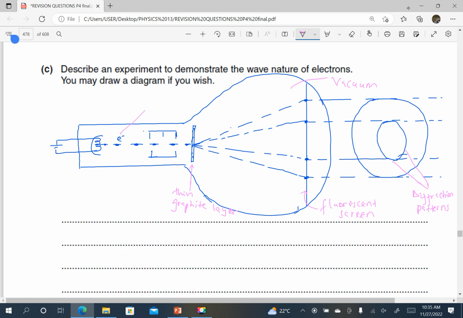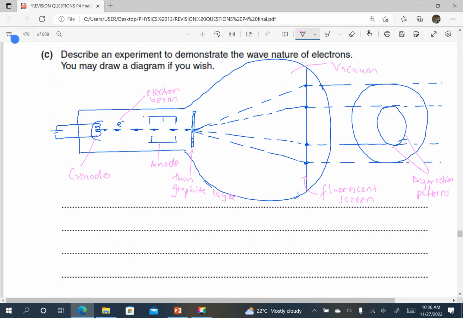So here we have the electron beam. Of course, we have the anode here to accelerate the beam, and we have the cathode here. Yeah, so this one, out of 5 marks, I think I have more than 3. I could be having 4 marks here because of labeling the drawings, showing that the diffraction patterns are concentric circles, showing that the beam has been accelerated, and on the screen, that's what we have.